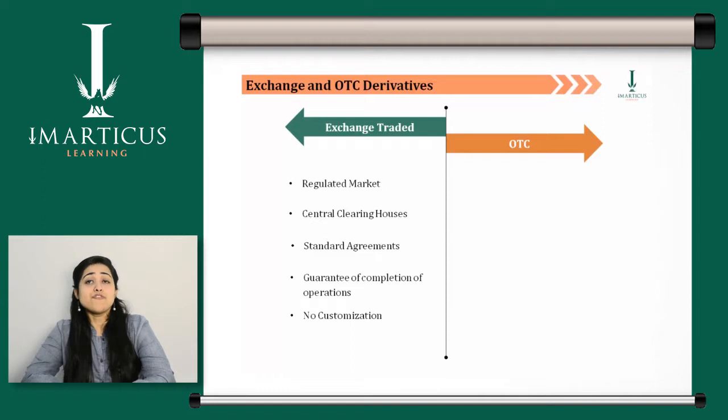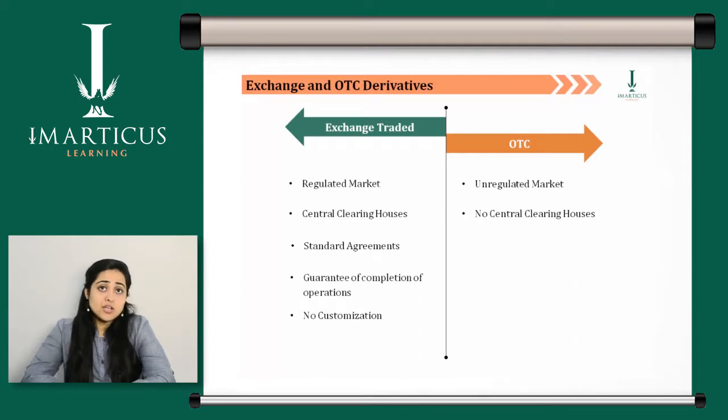OTC derivatives have a non-regulated market. It refers to a market which is not controlled or managed by any entity under any act. Non-regulated markets have a high degree of customization. These kinds of contracts are not overseen by any regulator. The counterparties are free to do the trade as per their requirements. There are no intermediaries in an OTC market. Hence, there are no central clearing houses.